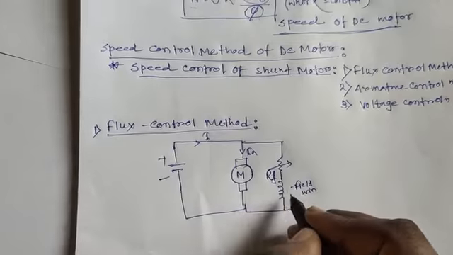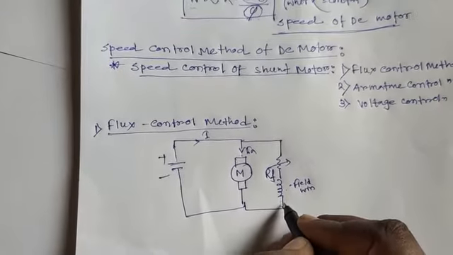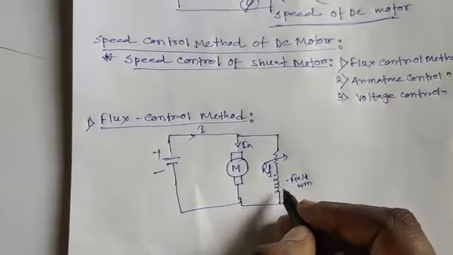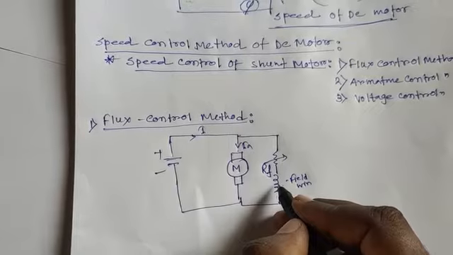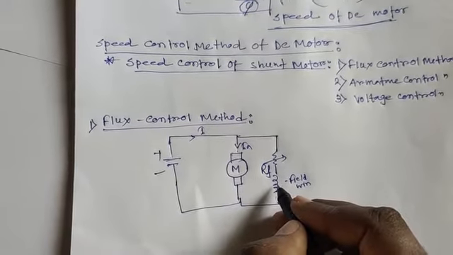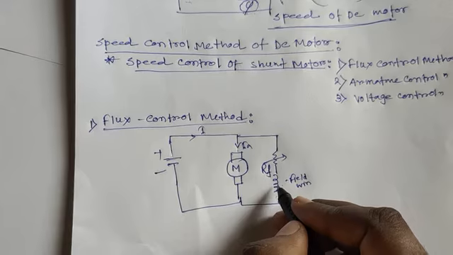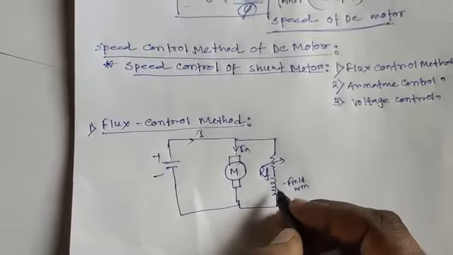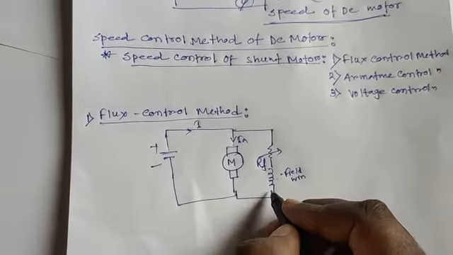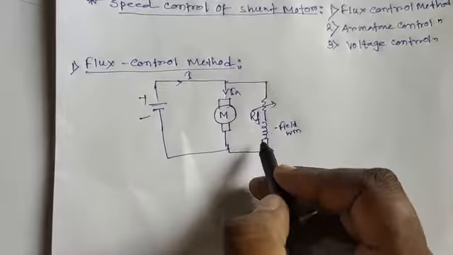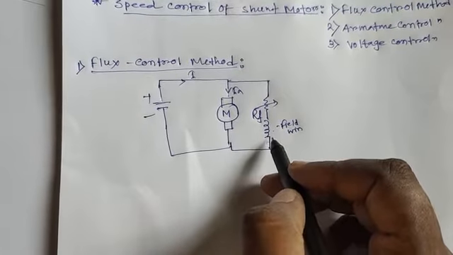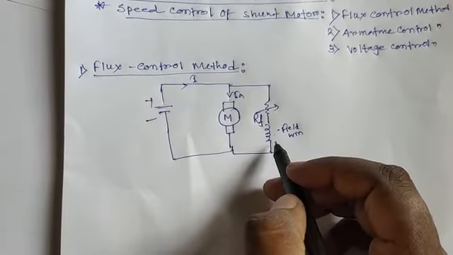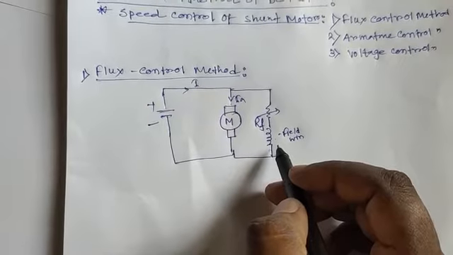Adding more resistance in series with the field winding will decrease the flux, and the speed increases. That means adding more resistance in series with the field winding will increase the speed, as it decreases the flux.